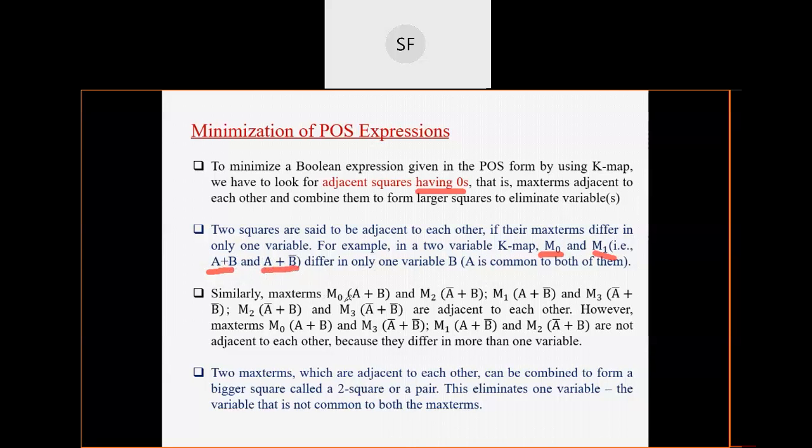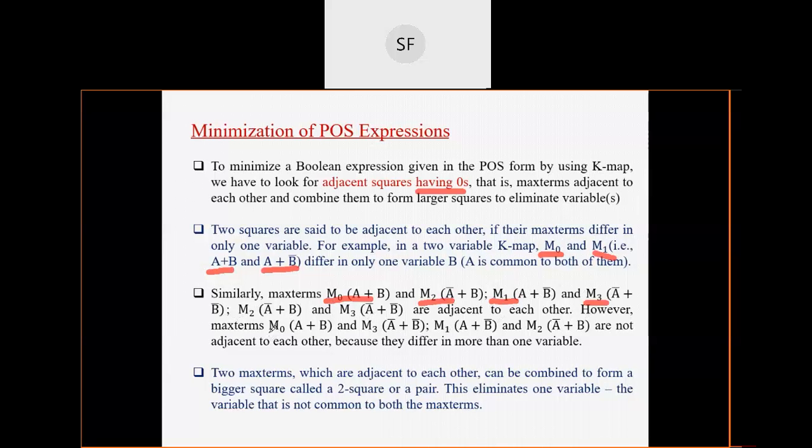Similarly, take the max terms M0 and M2, just observe quickly. Here B is present here also. Only one variable is varying, that is A. So again, M0 and M2 are also adjacent cells. Similarly, M1 and M3. In M1 and M3, B bar is present in both. Which is the changing variable? A. So again, only one variable is changing. Hence M1 and M3 are also adjacent. Similarly, M2 and M3 are also adjacent.